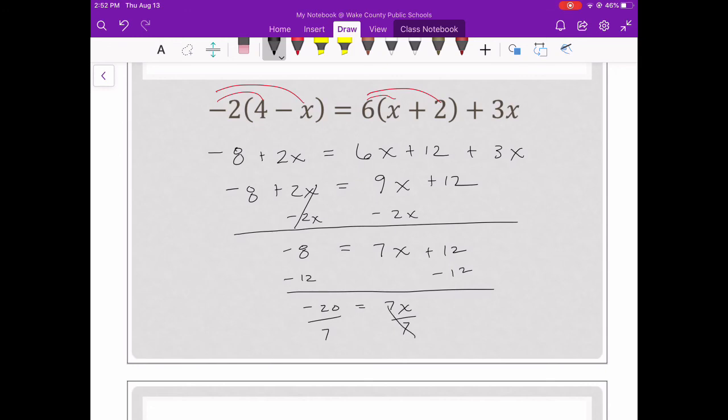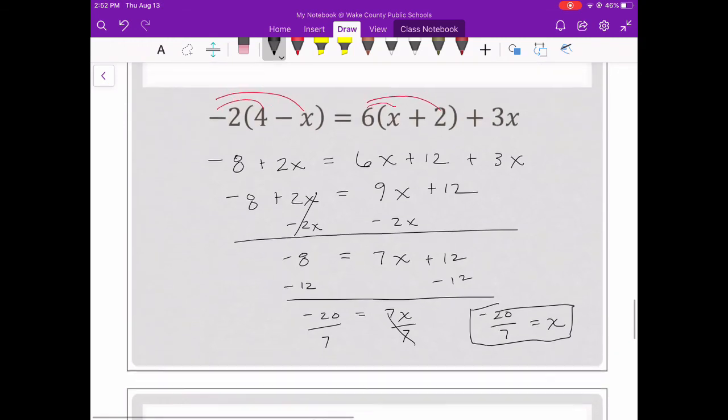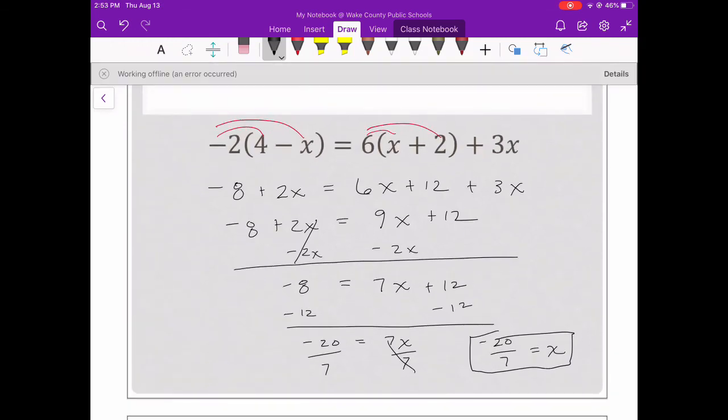7 divided by 7 is 1. 1 times x is just x. That's why I'm able to cancel those out. Negative 20 over 7 is really not going to reduce at all, so that's actually a simplified fraction. If you are allowed to do decimals, go ahead and do decimals there. Make sure you round to whatever place they ask you to round to. All right. Now we are going to try out some word problems.